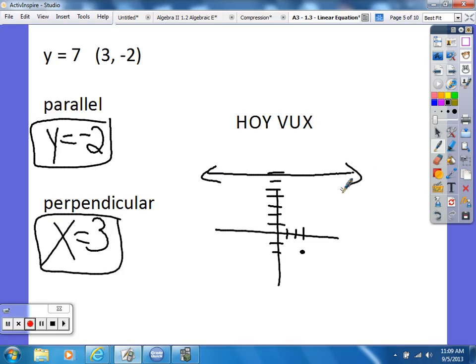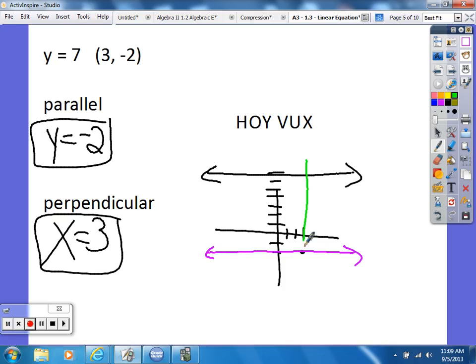So if I want the horizontal line, if I want the parallel line, it has to also look the same way, right? What axis did I go through? The y-axis, right? And at what number? -2. There's my parallel line. Just by graphing it, I found it. Let me do another one.